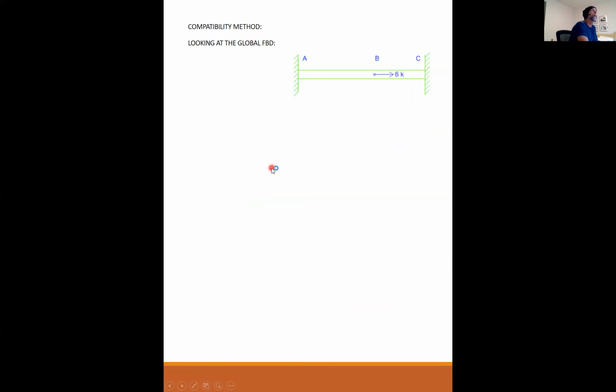So now, looking at the global free body diagram, since we have two segments, we can make two cuts. So I have an unknown force between A and B, and I have an unknown force between B and C. So I'm going to make a cut between A and B and another cut between B and C.